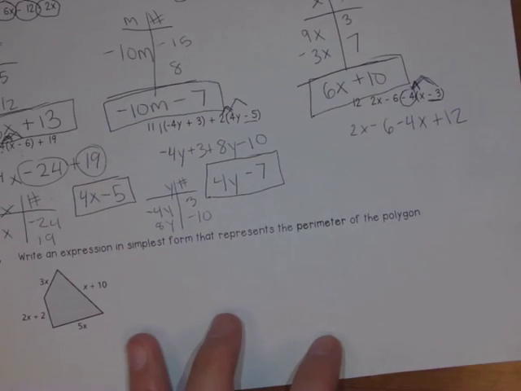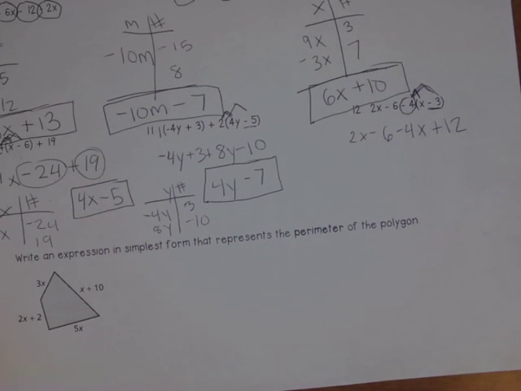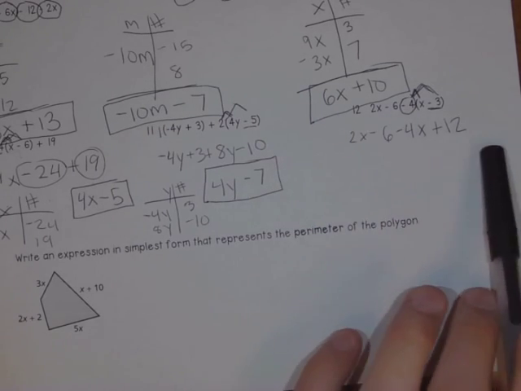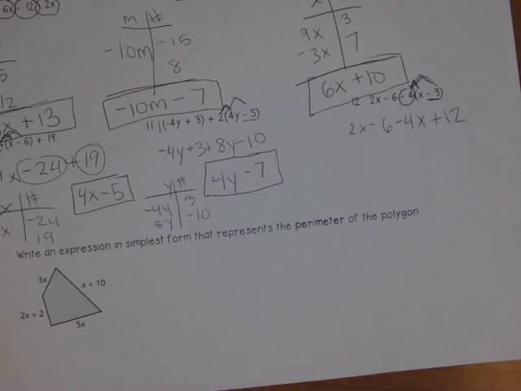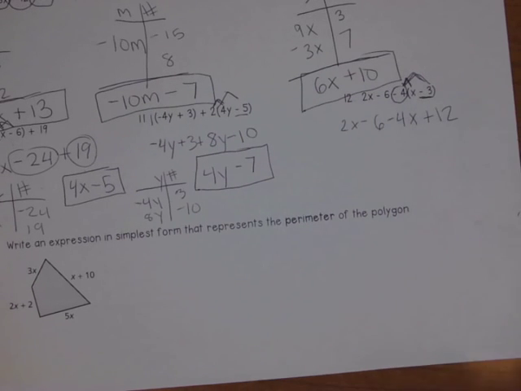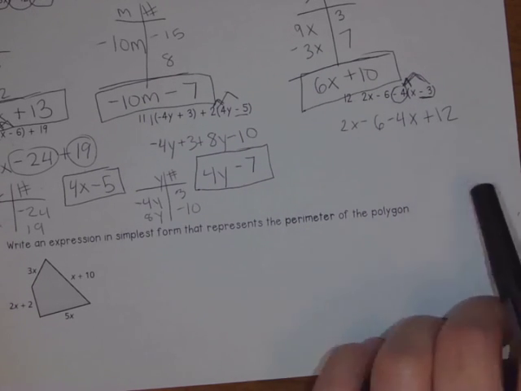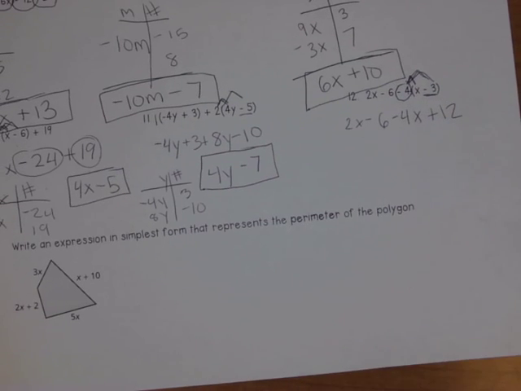So right now, odds are most of you missed this one. I'll be very impressed if you got it. So if you look at this, make sure that your answer matches mine. Make sure it's a negative 4x and it's a positive 12. Most of you probably got the negative 4x, but a lot of you probably missed that positive 12.